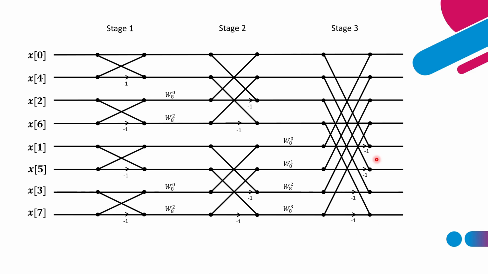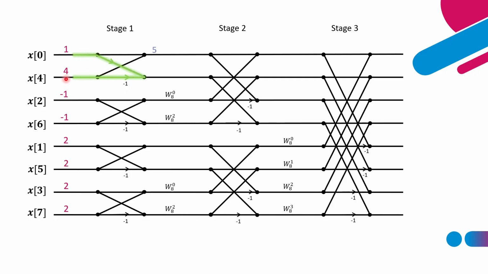Now we have to insert the value of the input sequence where x0 equals 1, x4 equals 4, and so on until x7 equals 2. In order to find the output value at the summing point here, we have to add the values of the line. As for this point, 1 plus 4 equals 5.